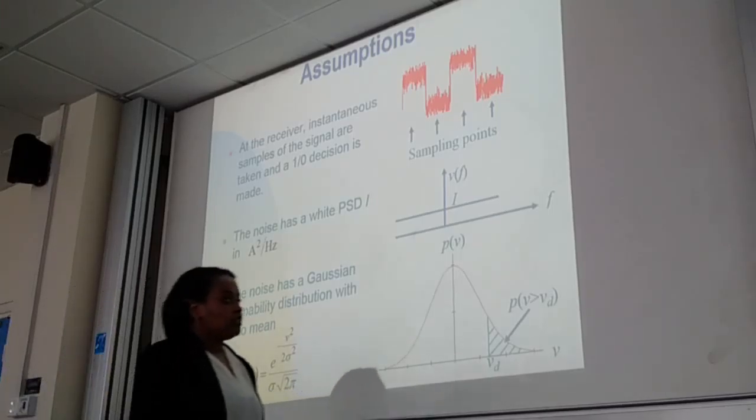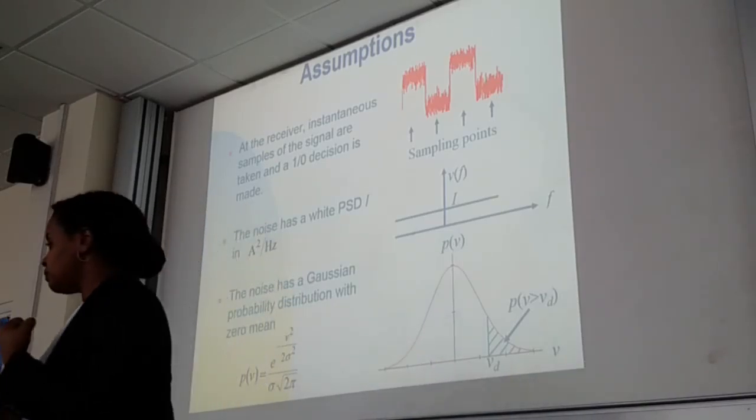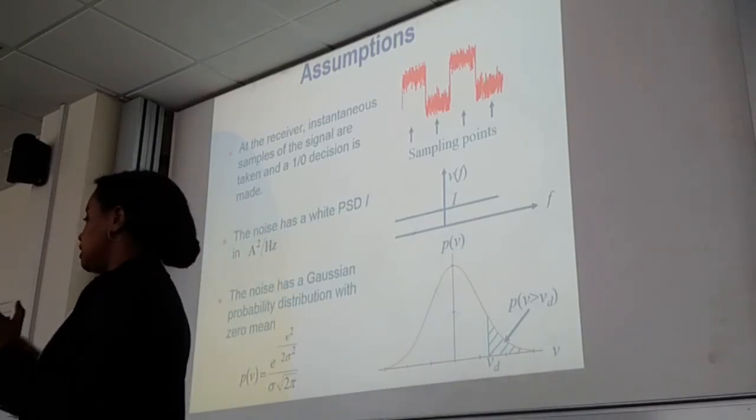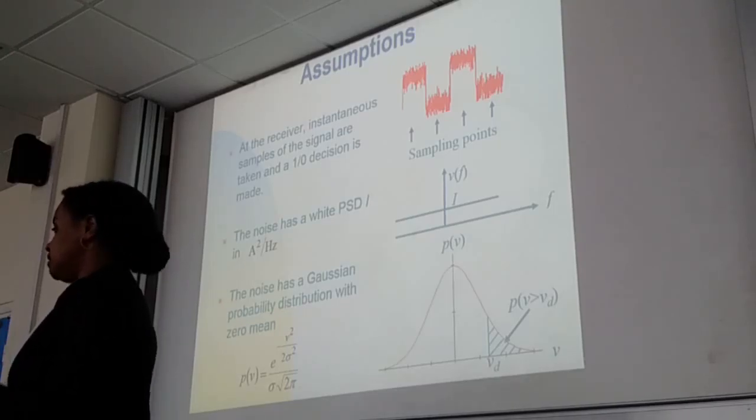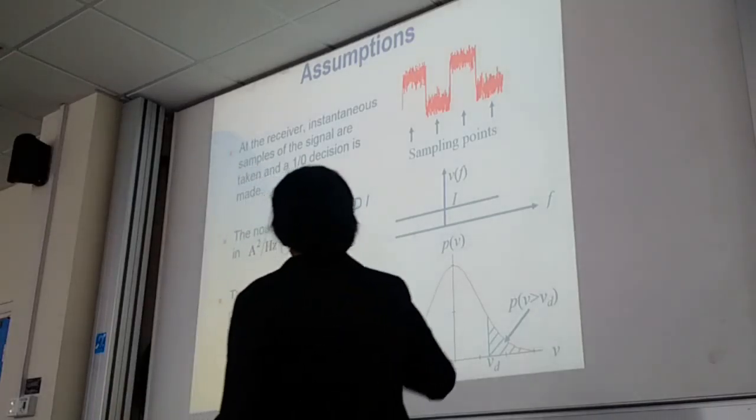So at the receiver, the receiver will sample the incoming signal at regular intervals and will need to make a decision whether it's a 0 or a 1.